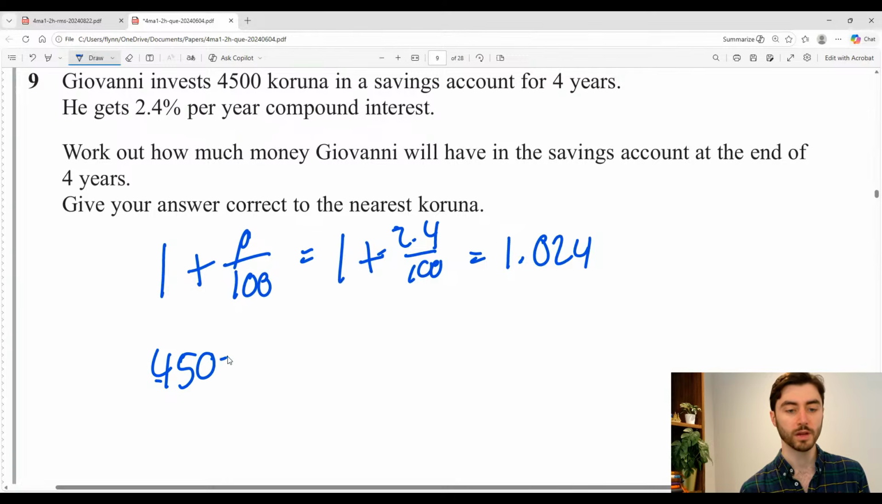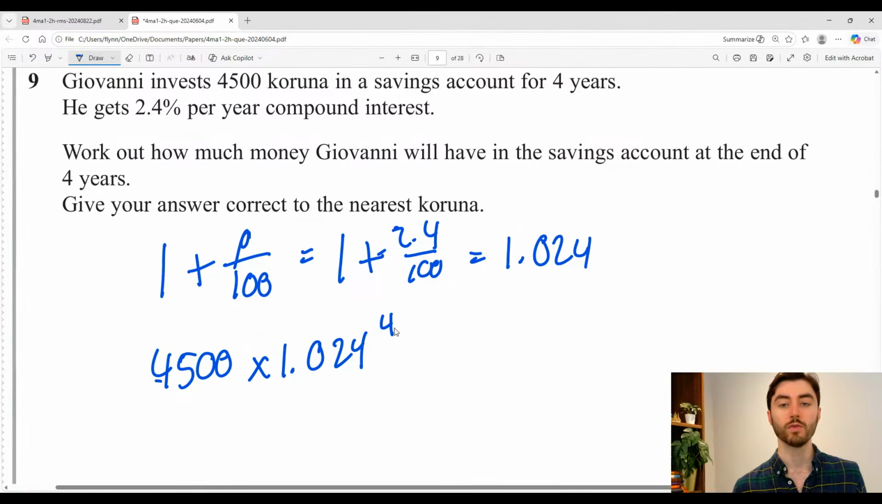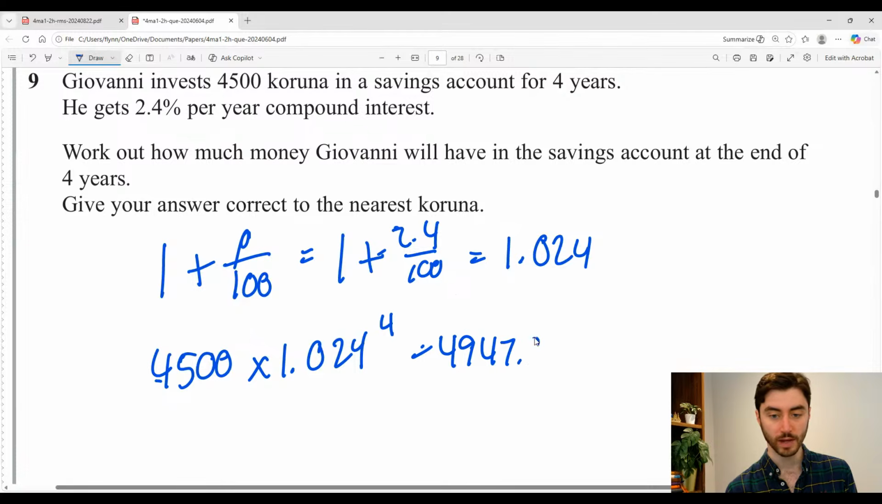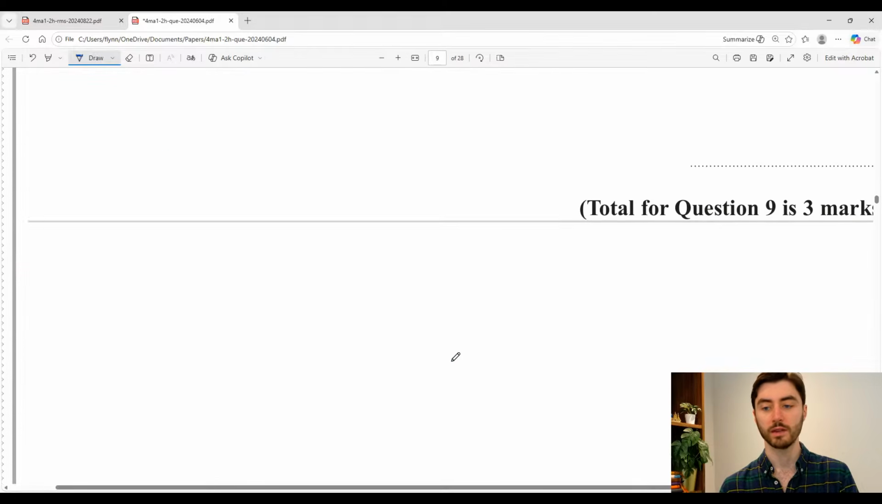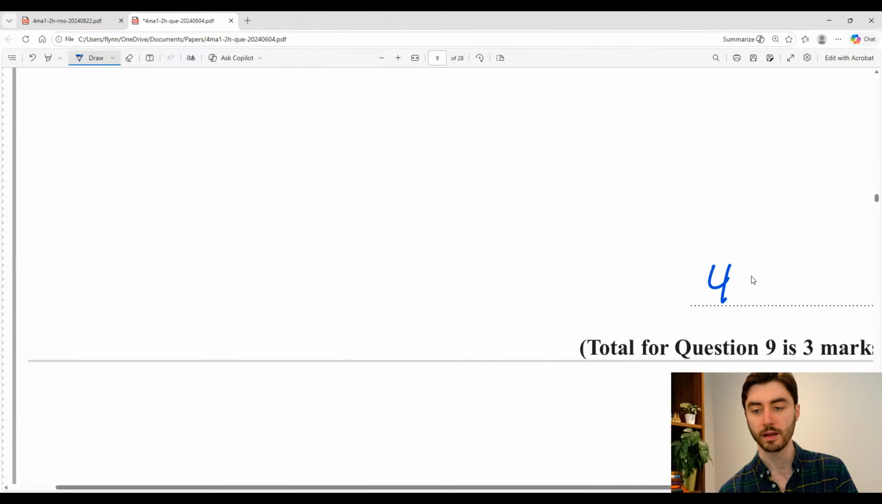Now what's going to happen is you're going to take the 4,500 you start with and multiply by the 1.024, all raised to the power of 4 because we're doing this for 4 years. So that would give us, when I type that all in, an answer of 4,947.8, which is 4,948 to the nearest koruna. So 4,948 is my answer there.